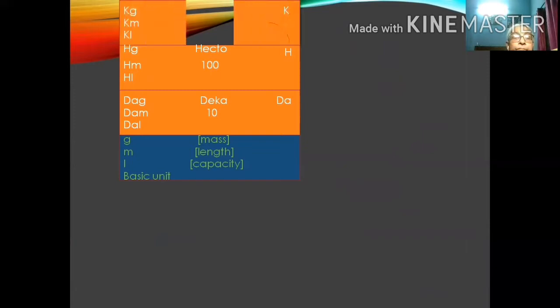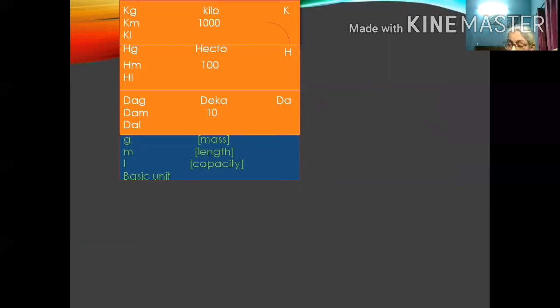Then comes 10 times more than deca, which is hecto. For mass it is Hg, hectogram. For meter it is Hm, hectometer, and for capacity it is hectoliter. 10 times more than hecto is kilo, that is kilogram, kg, kilometer, km, and kiloliter, kl. So kilo is 1000 times more than the standard unit, hecto is 100 times more than the standard unit, and deca is 10 times more than the standard unit.